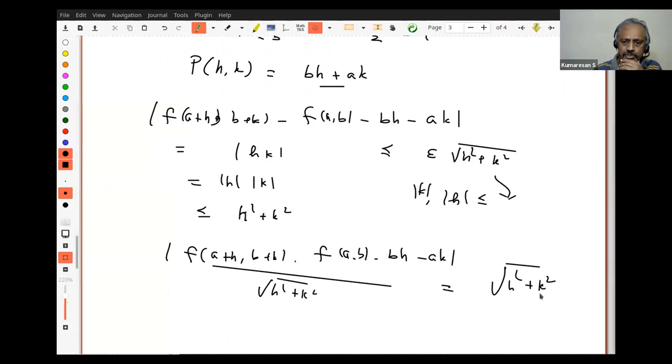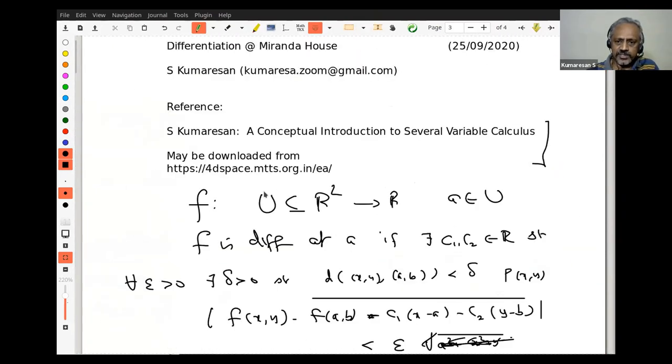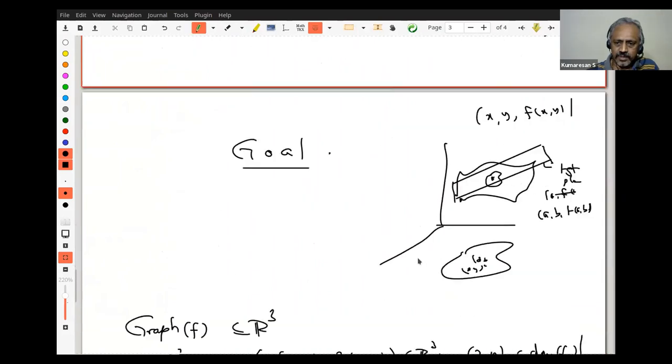So this goes to 0 now, as h goes to 0. So we have proved the function is differentiable. We also found out what C1 and C2 are. So, are you following?